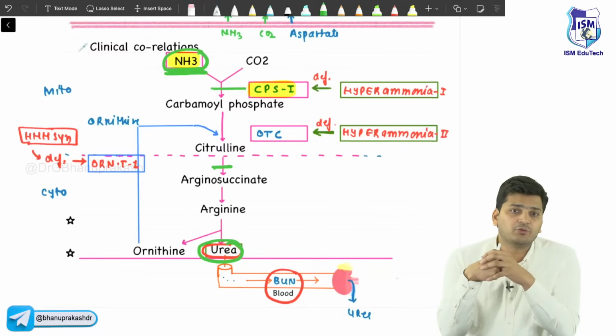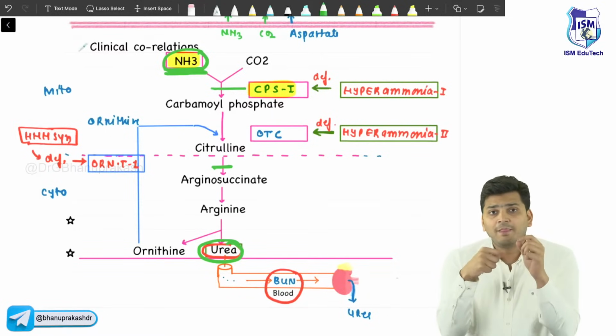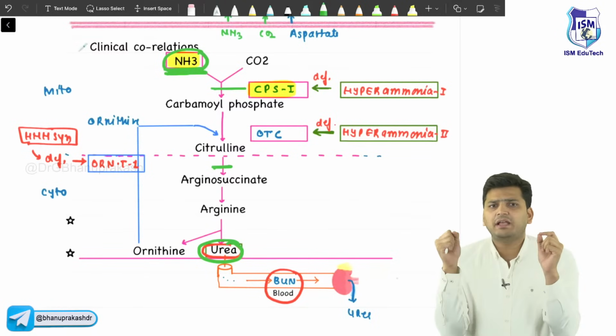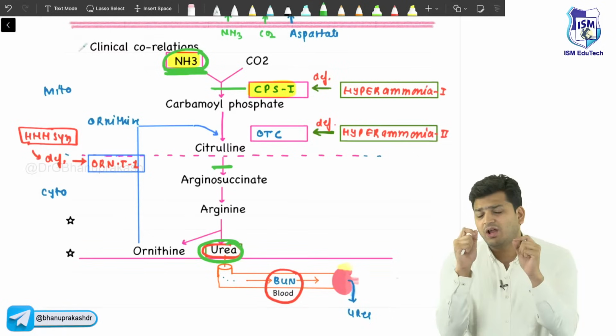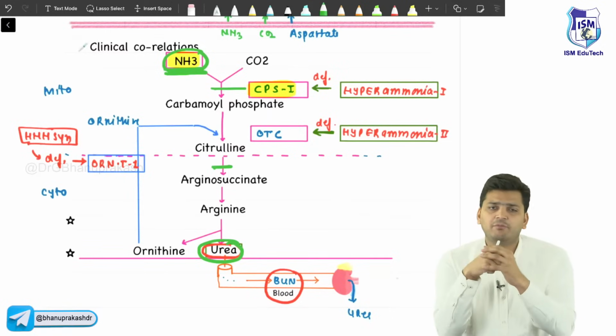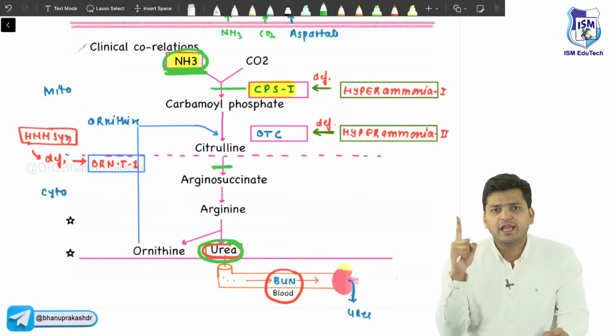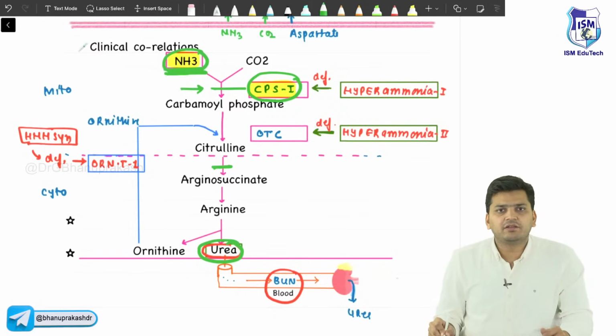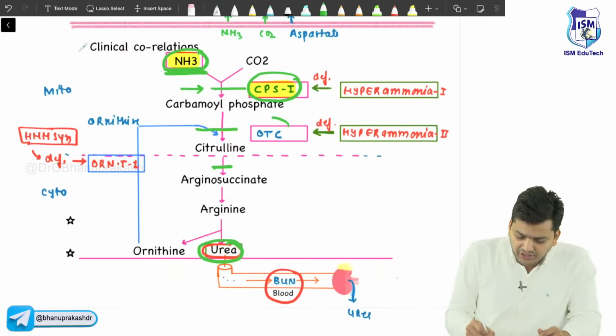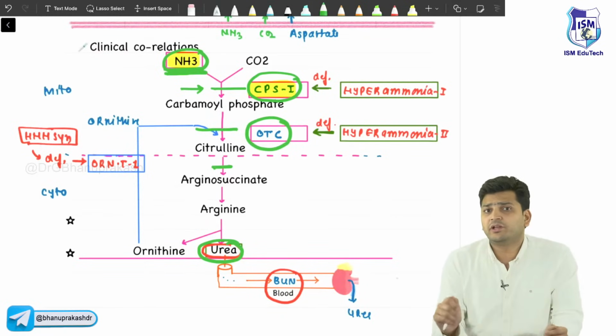Means the hyperammonemia is going to be there. There are total 3 types of hyperammonemia that you should know. Total 3 types. Let's start. And out of that 3, the 2 are very important. Hyperammonemia type 1 and type 2. What is type 1? If there is a deficiency of CPS1, carbamoyl phosphate synthetase 1, it is called hyperammonemia type 1. If there is a deficiency of ornithine transcarbamylase, it is called hyperammonemia type 2.